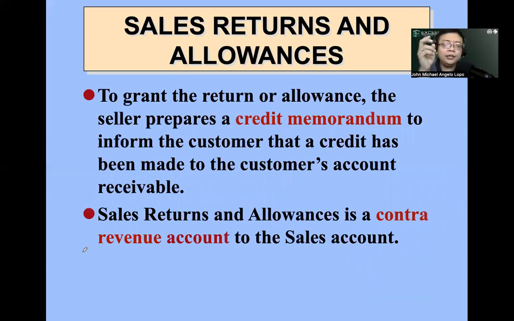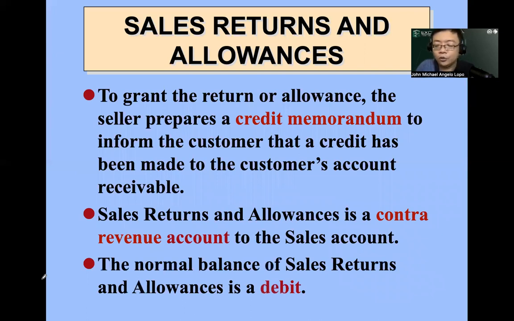Again, this is the same as in our purchases. To grant the return or allowance, the seller prepares a credit memorandum to inform the customer that a credit has been made to the customer's accounts receivable. So the customer should be informed. It is a contra revenue. If you have contra assets, there is also contra revenue. And in purchases you have contra purchases, which are purchase discounts and purchase returns and allowances, as discussed a while ago.